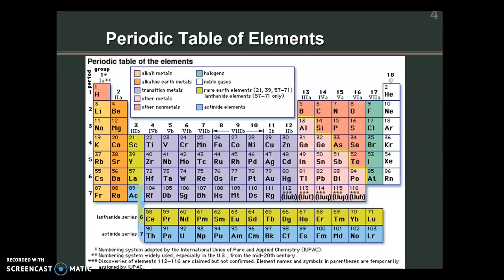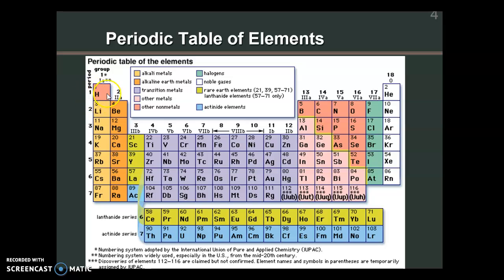Elements are arranged on this chart called the periodic table of elements. Now, this is just one periodic table that I found on the internet. If you do a Google image search for periodic table of elements, you will find a lot of different colors, a lot of different sizes, and different numbers within these boxes. Okay, so don't be alarmed. They are all telling you what the organization for the elements is.